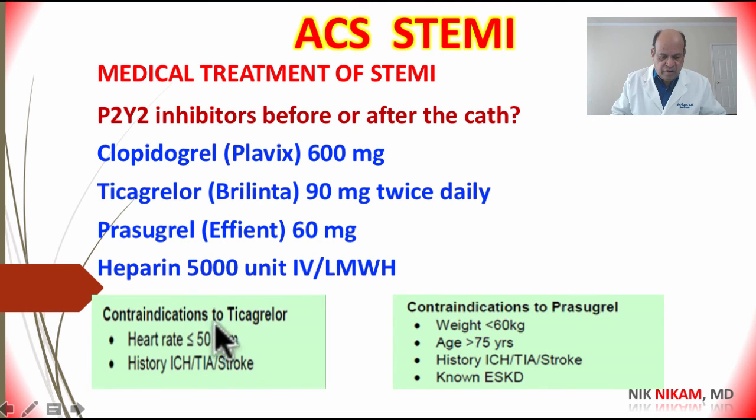In the long term, ticagrelor is contraindicated in patients with heart rate less than 50 beats per minute or if they have a history of intracranial hemorrhage or TIA or stroke. Prasugrel is contraindicated in patients with less than 60 kg body weight and if they are more than 75 years or they have a history of intracranial bleeding or stroke.